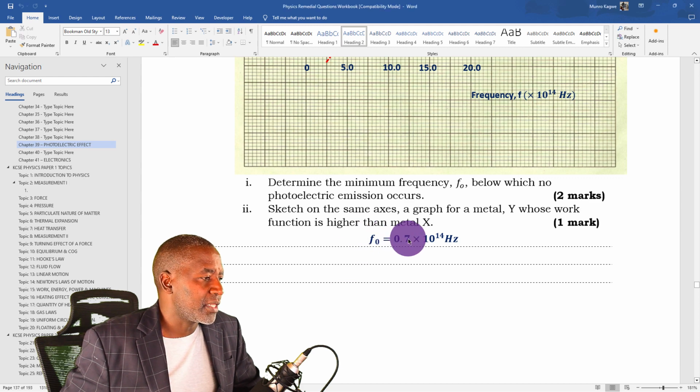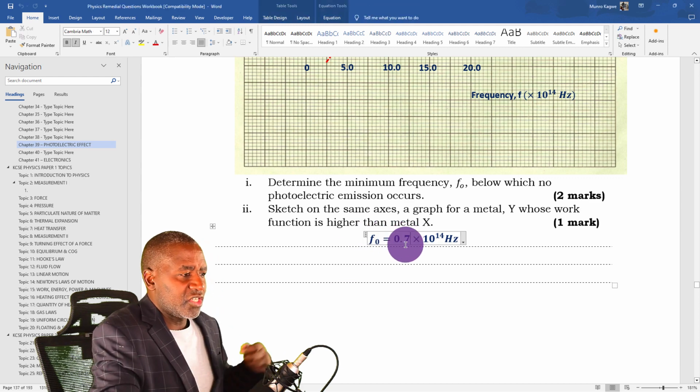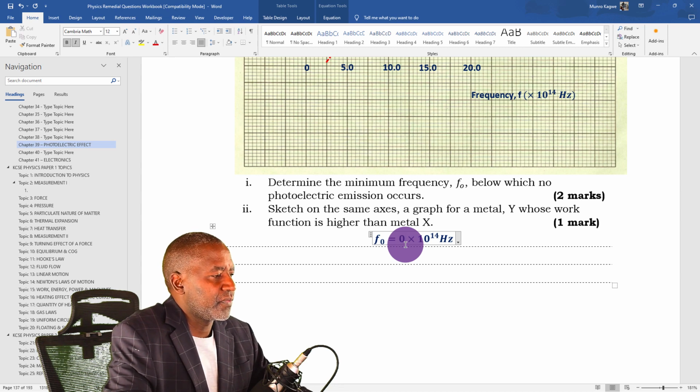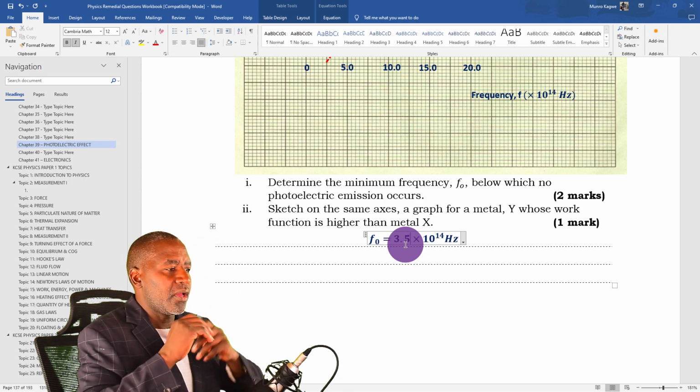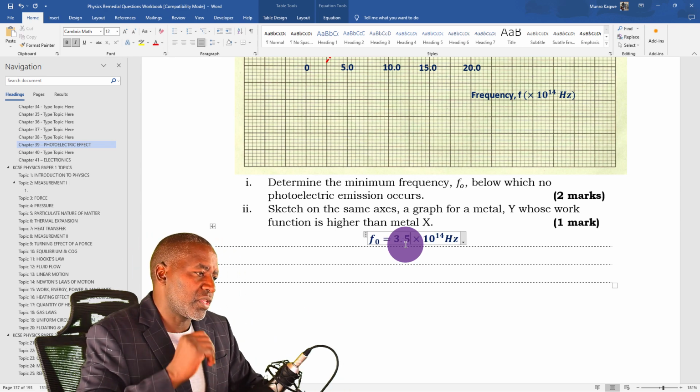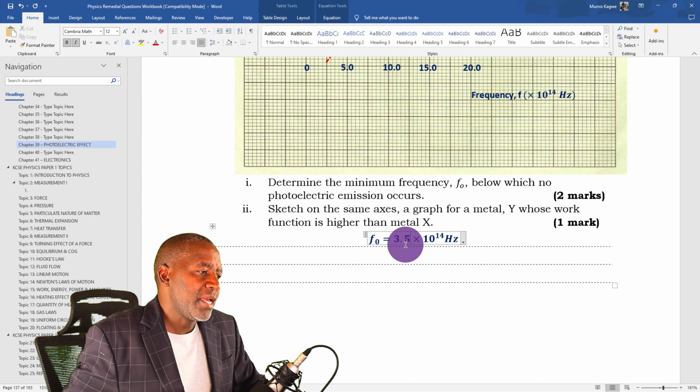Yeah, I think there was a problem here. Let's just change that, because I was working on two questions simultaneously. I think that is where the problem arose. So the threshold frequency is 3.5 by 10 raised to power 14.